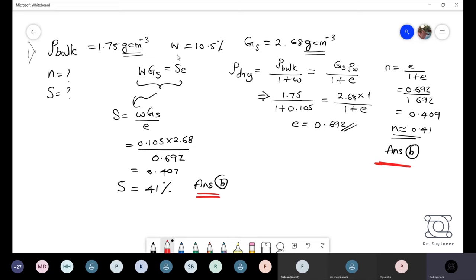You have to remember the equation rho bulk equals GS plus S into E over 1 plus E into rho W. So this is the equation. When it is dry, S is 0. When it is saturated, S is 1. You have to substitute that particular value and find the equation for rho dry. Only this equation and this equation, these two equations are needed, and the other one is this one. These are typically the equations we use in the Proctor test. If you remember the Proctor test properly, we can handle this question easily within 1 or 2 minutes. Okay, fine.